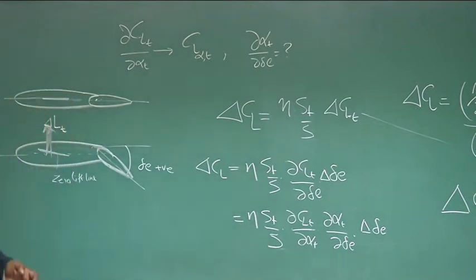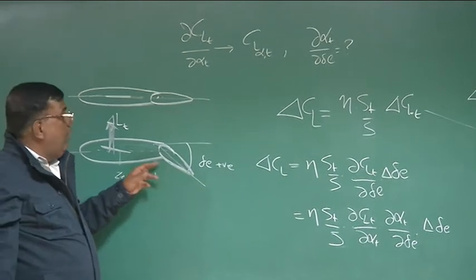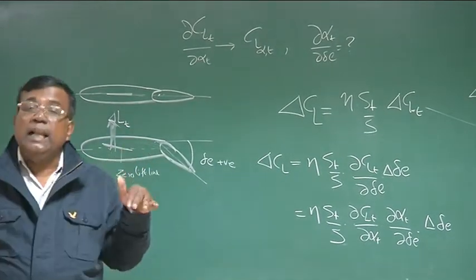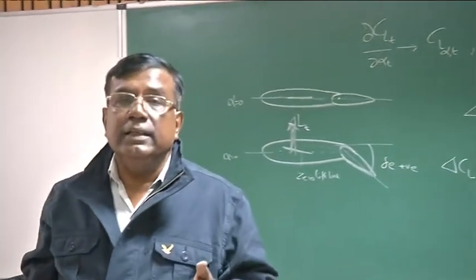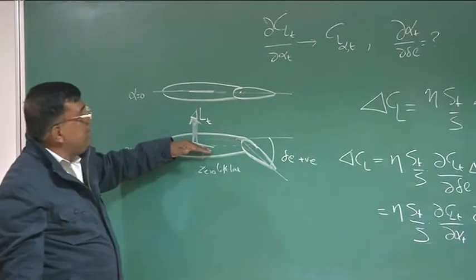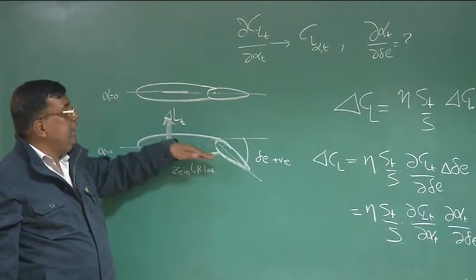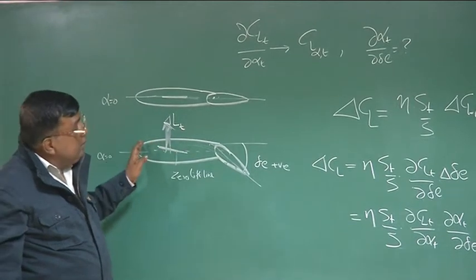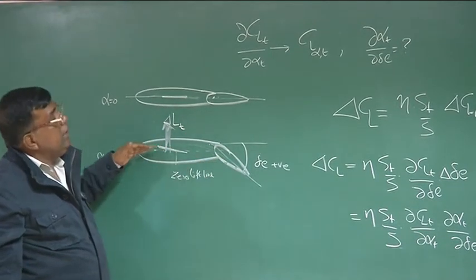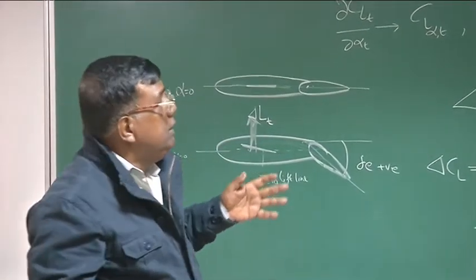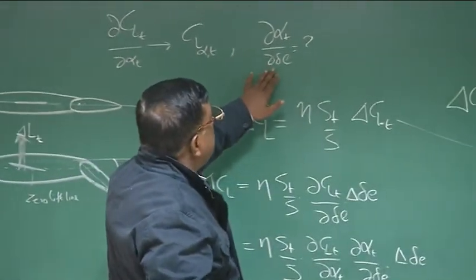This is physically telling you, when I am deflecting the elevator, how much the tail effective angle of attack is changing, isn't it? And you know that if I try to understand from the zero lift line concept, as I deflect delta E, the zero lift line also changes, or the camber changes. I can say the effective angle of attack has changed, whatever way you do, right? So easily, I can get this term.